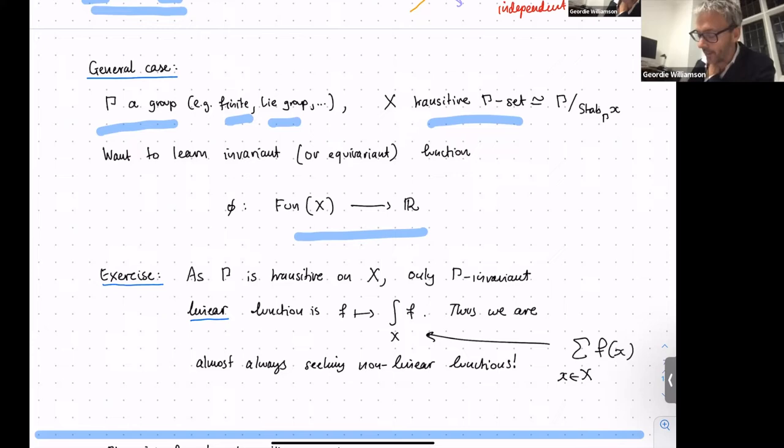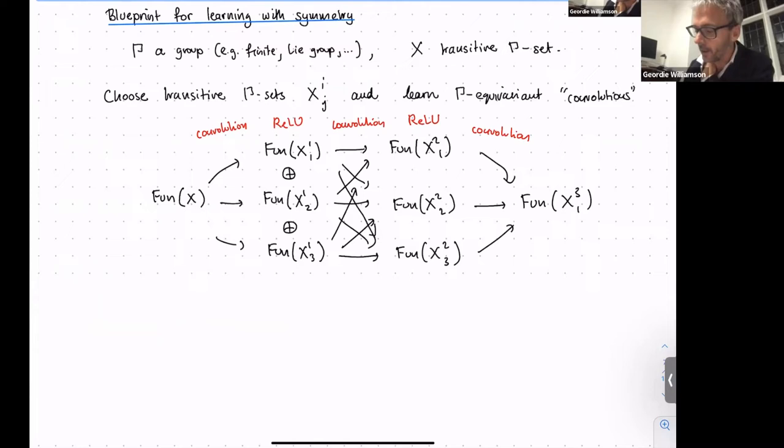And so here's the blueprint. We fix a group. We have a transitive gamma set that we want to learn on. And then we choose a whole lot of transitive gamma sets, X_ij. And then here's our architecture.